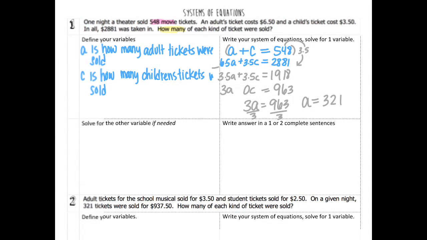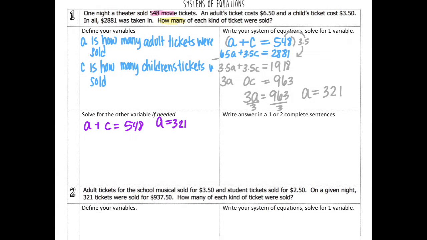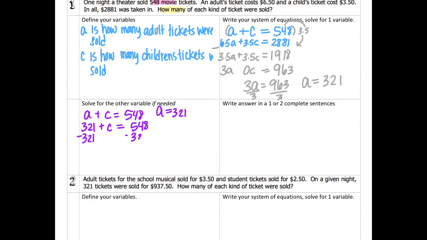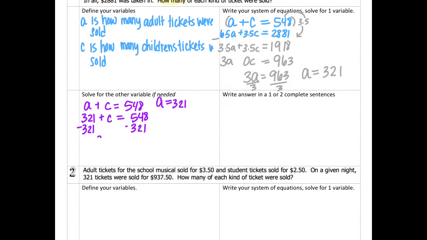Okay, we do also know that there was only a total of 548 tickets sold, and some of those were adult tickets and some of those were children's tickets. So I know my adult plus my children's tickets was a total of 548. I also know that my adult tickets were 321 of them. So I know 321 plus my children's tickets equal 548. I can subtract 321. I get my children's tickets.